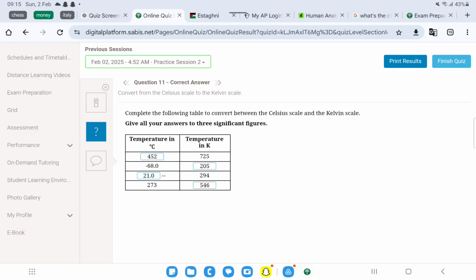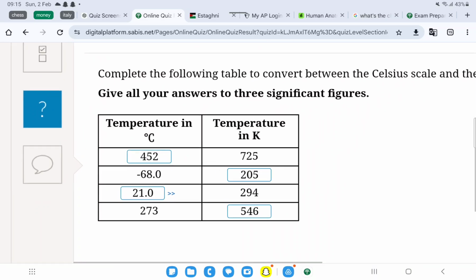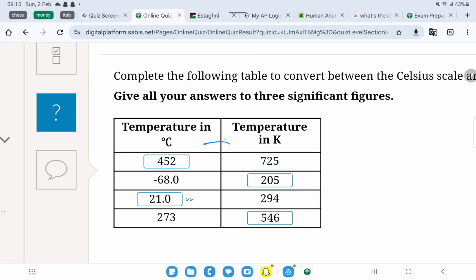Here they want temperature in Celsius if they give it to us in Kelvin, and temperature in Kelvin if they give it to us in Celsius. So when you want to convert to Kelvin, you add 273, and if you want from Kelvin to Celsius, you subtract 273. So they gave us the first one, temperature in Kelvin, 725 minus 273 equals 452, and that is your temperature in degrees Celsius.